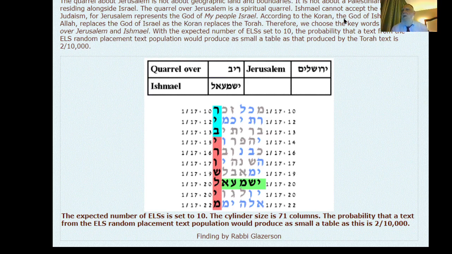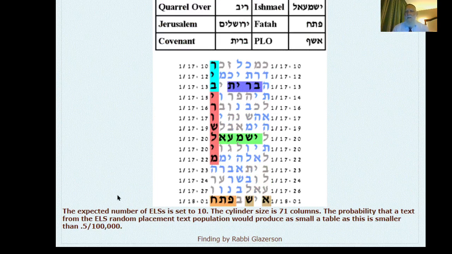According to the Quran, the God of Ishmael, Allah, replaces the God of Israel, as the Quran replaces the Torah. Therefore, we chose the keywords "Quarrel over Jerusalem" and "Ishmael", with the expected number of the ELS, equal letter sequences, 6 and set to 10. The probability that the text from the ELS random placement text population would produce a smaller table than that produced by the Torah text is 2 in 10,000. Very, very significant.